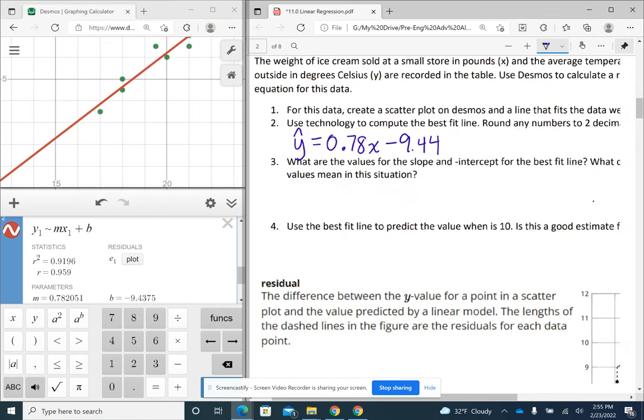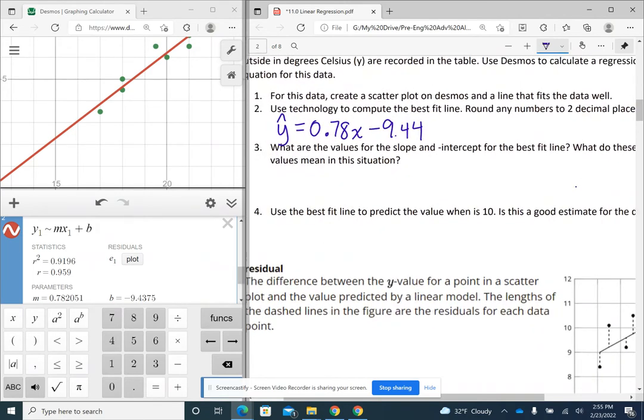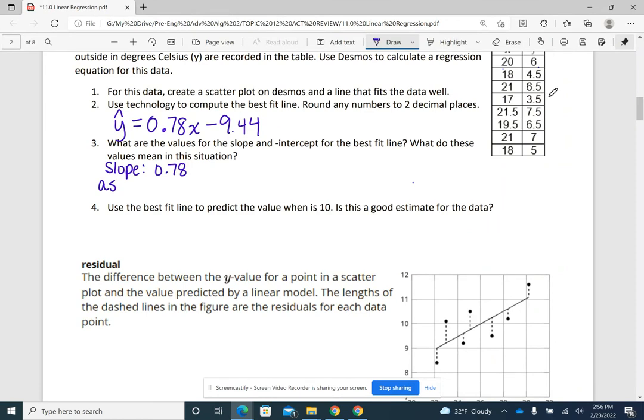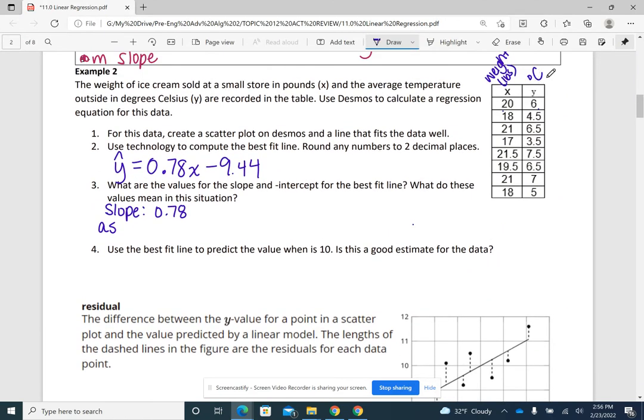And then the second question says, what are the slope and the y-intercept for the best fit line? So let's talk about the slope first. The slope is 0.78. And slope is rise over run, and my rise is the y, right? So as the temperature increases by 0.78 degrees Celsius, we see that our weight increases by 1.